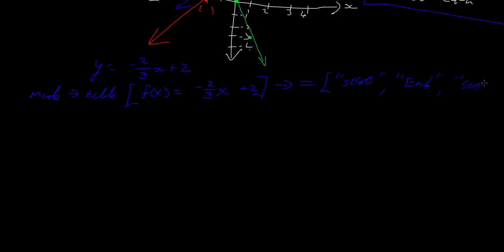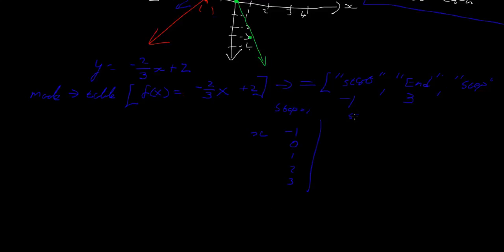Step. So that's saying, okay, I know where my start and end points are, but what values must I calculate in between? So if you set start at -1, end at 3, and you set the step value at 1, the x values it uses are going to be -1, and it's going to step in ones. So 0, 1, 2, and 3. This is if you said step equals 1.